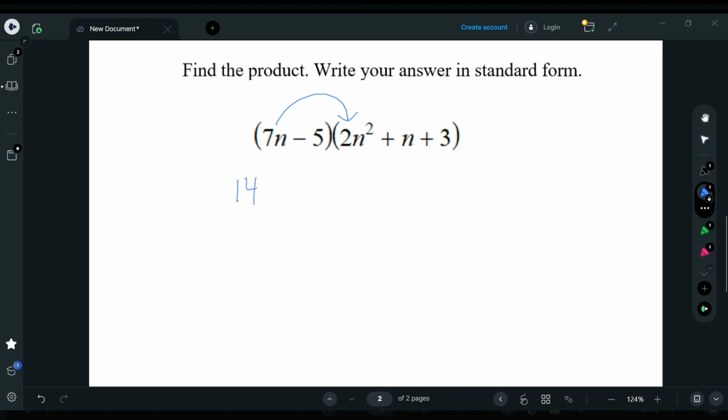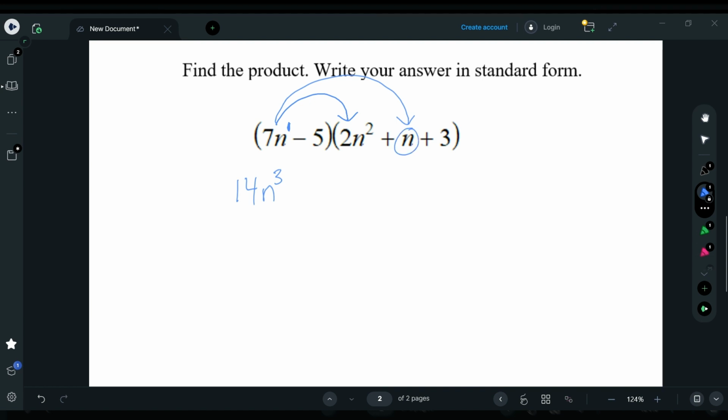Here's an n, here's an n. So when we multiply, this is going to remain an n. The new exponent we can get by adding these exponents. Now this one here is an invisible 1. So we do 1 plus 2, and we get a 3. So this is going to be an exponent of 3. Now let's distribute the 7n to the next term.